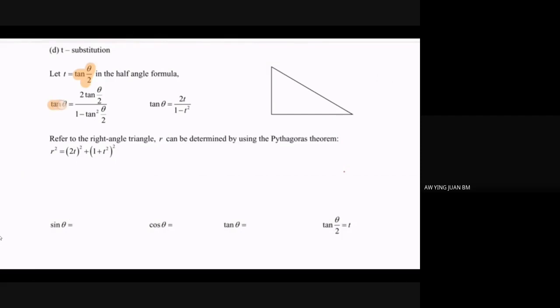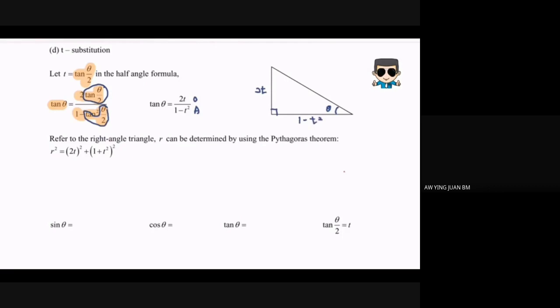We have tangent theta is equals to 2 tangent theta over 2 over 1 minus tangent square theta over 2. So if we let t as tangent theta over 2, the situation will be 2t over 1 minus t squared. So by using the right angle triangle, we have a theta over here. The situation would be opposite over adjacent. So opposite will be 2t and adjacent will be 1 minus t squared.